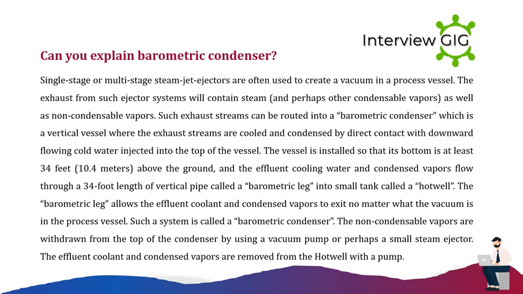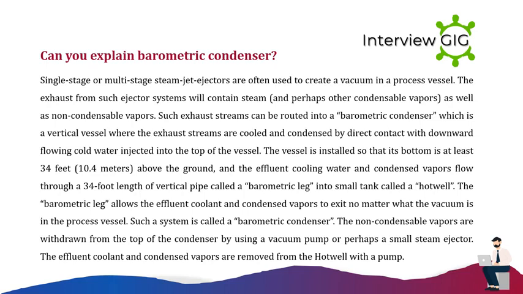The vessel is installed so that its bottom is at least 34 feet, 10.4 meters, above the ground, and the effluent cooling water and condensed vapors flow through a 34-foot length of vertical pipe called a barometric leg, into a small tank called a hot well. The barometric leg allows the effluent coolant and condensed vapors to exit no matter what the vacuum is in the process vessel. Such a system is called a barometric condenser.